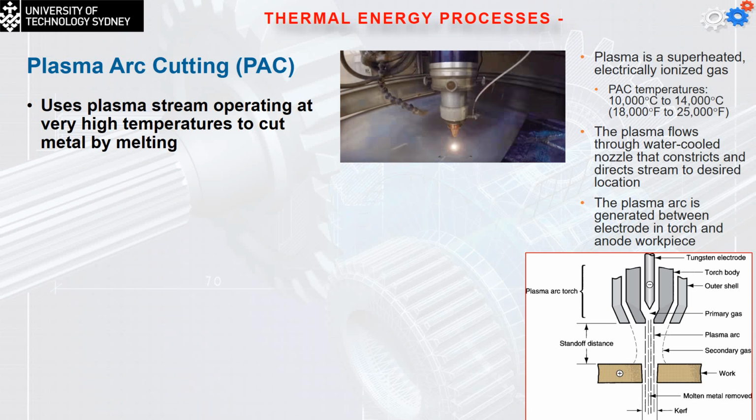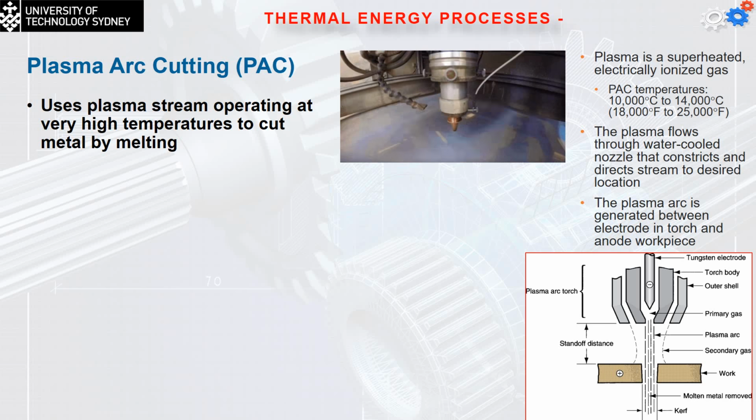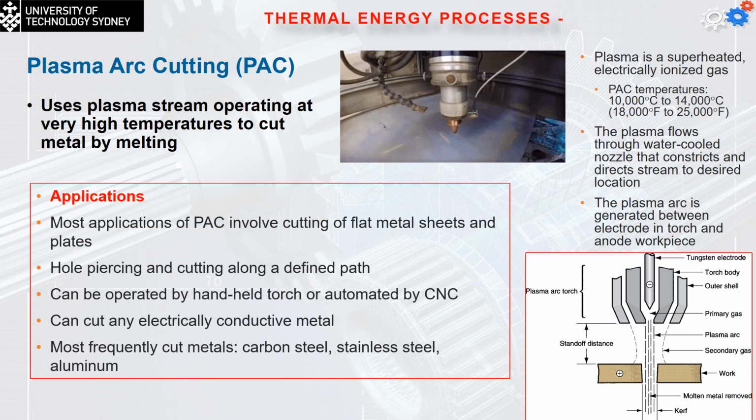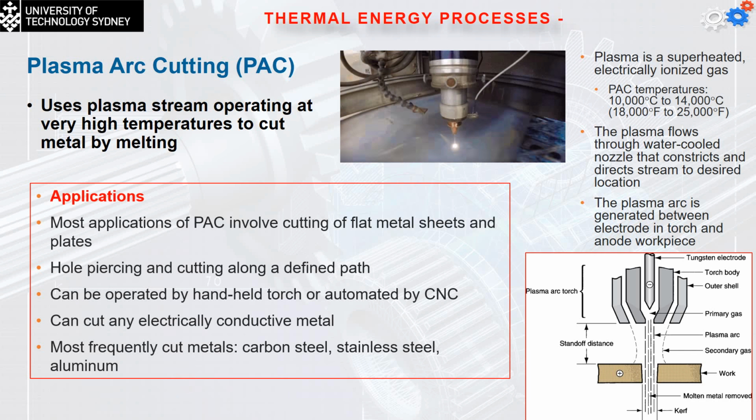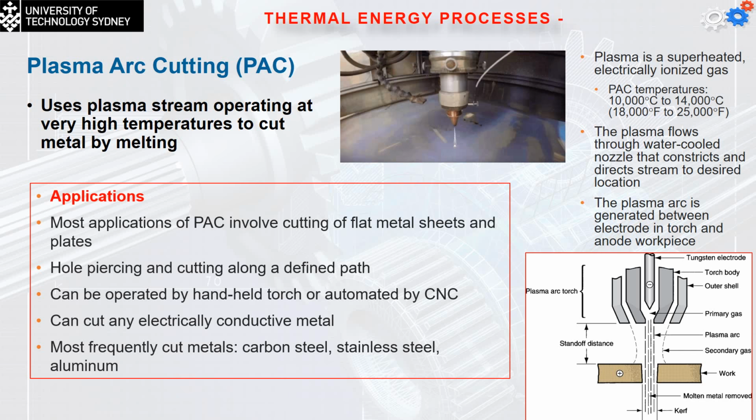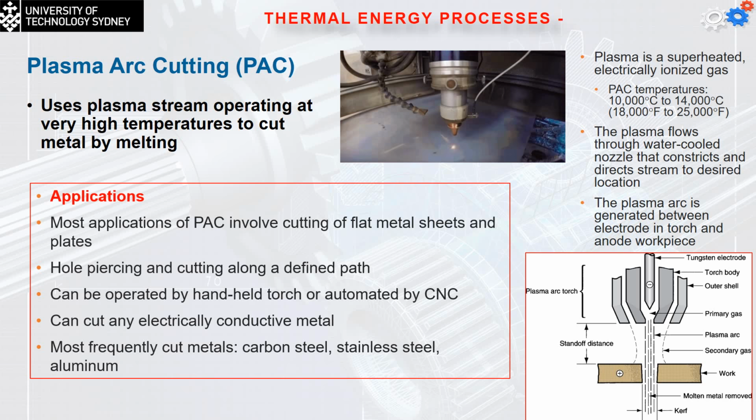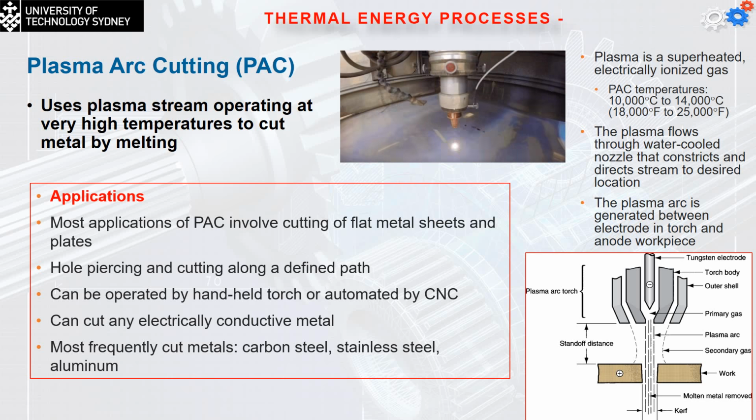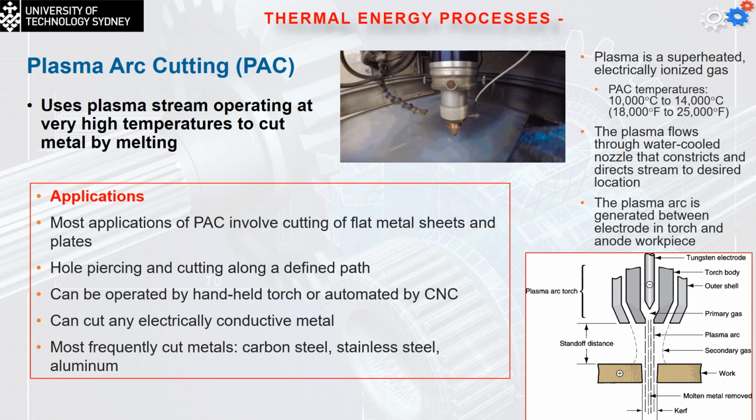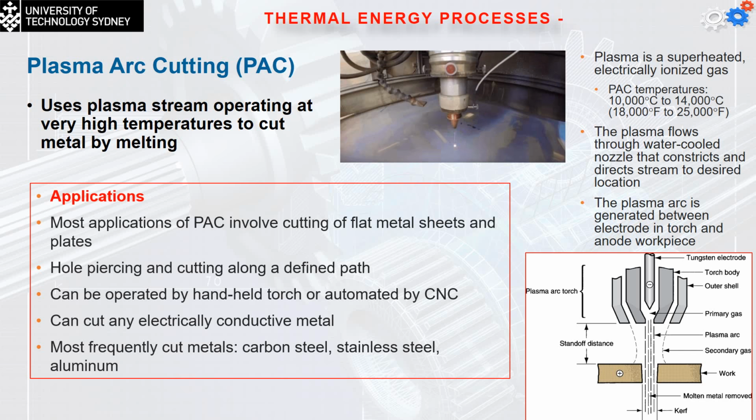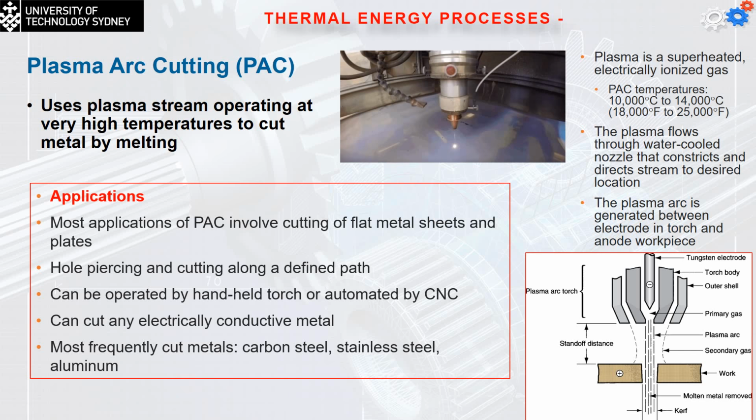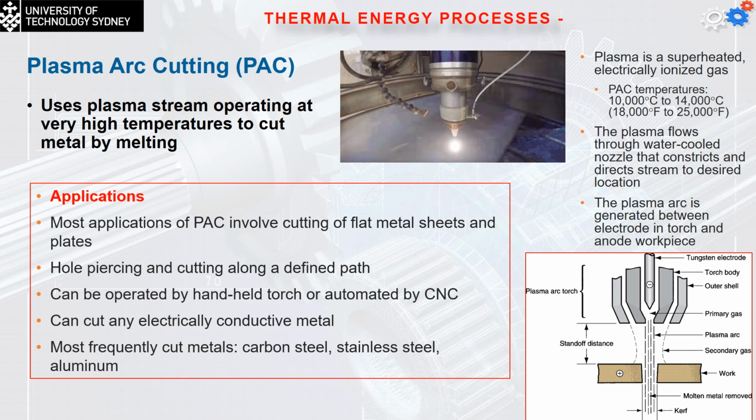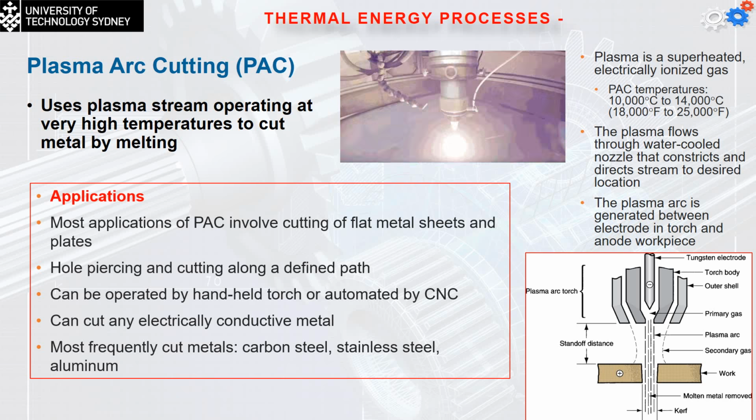Plasma cutting uses a plasma stream operating at very high temperature to cut the metal by the melting process again. Most of the applications of plasma arc cutting involve cutting flat metal sheets and plates. The pressing and cutting along the defined path can be operated by a handheld torch or automated by CNC. It can cut any electrically conductive material, and the most frequently cut metals are carbon steel, stainless steel, and aluminium.